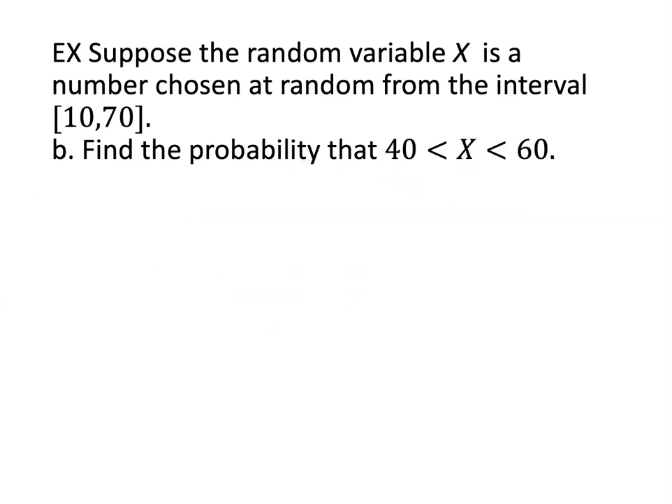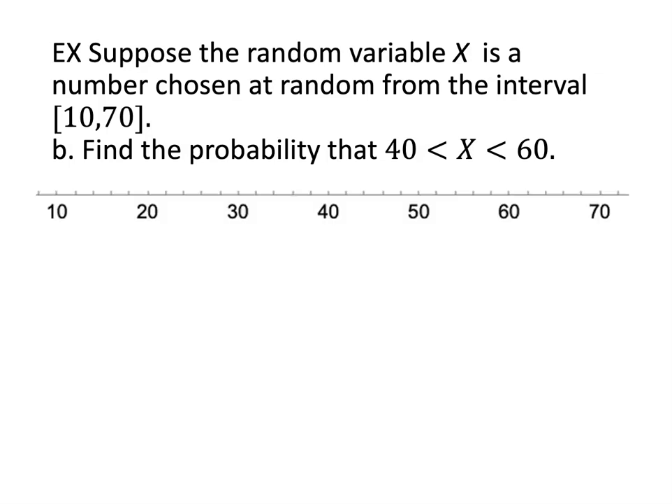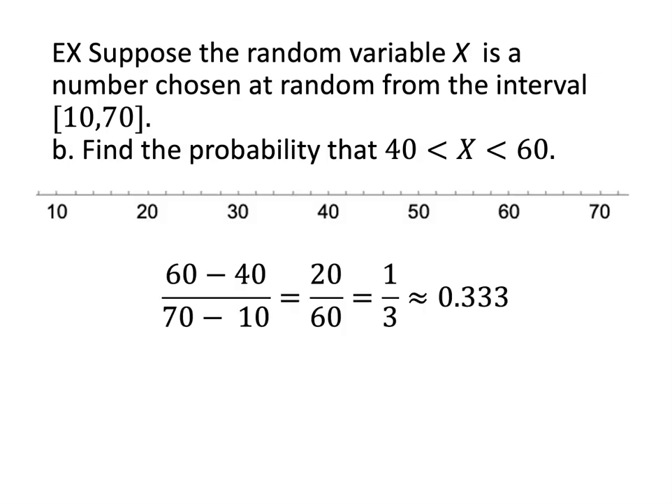Now let's find the probability that 40 is less than x is less than 60. Well, it seems reasonable that that would be 60 minus 40, the width of this interval, over the width of the entire interval, namely 70 minus 10, or 60. So we get 20 over 60, which is 1/3, which is 0.333.